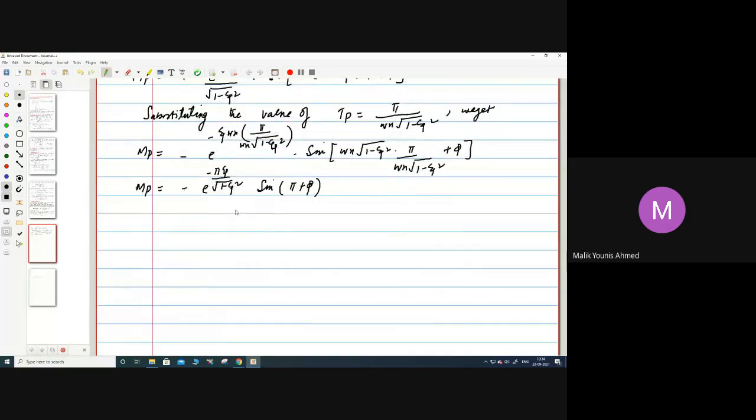Sine 180 plus theta is sine theta itself. So we can write Mp here as minus e raised power minus pi xi divided by under root of 1 minus xi square, sine of 180 plus phi is phi.